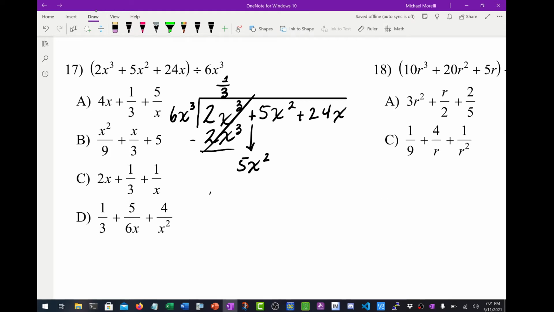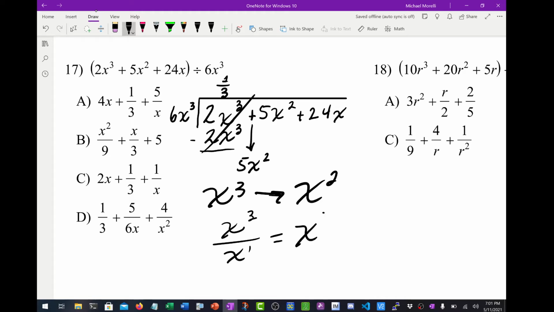Okay. So we figured out how to turn a 6 into a 5. Now we have to figure out how to turn an x cubed into x squared. Well, if we remember our quotient rule for exponents, or the division rule for exponents. If I divide x cubed by x, that's going to be x to the first power. The division rule says that I subtract those exponents, and that will give me x squared, x to the 3 minus 1. So there it is. I'm going to multiply by 5 over 6, and I'm going to divide by x.